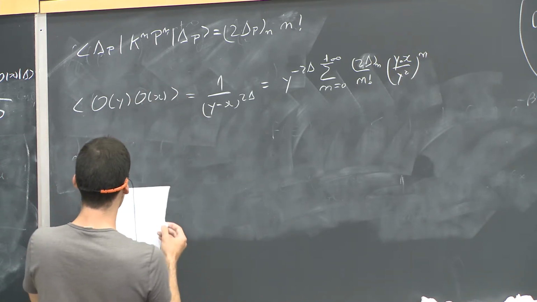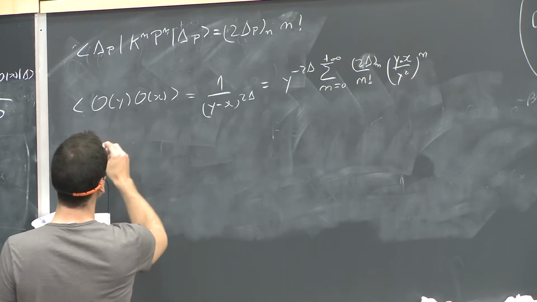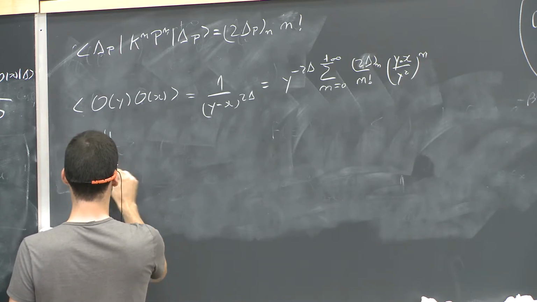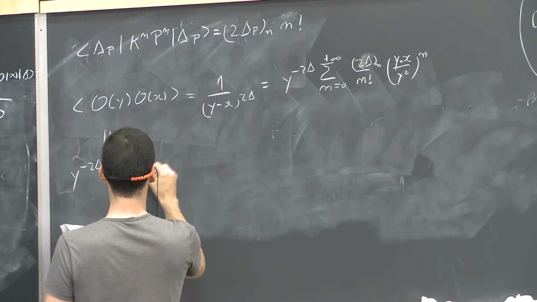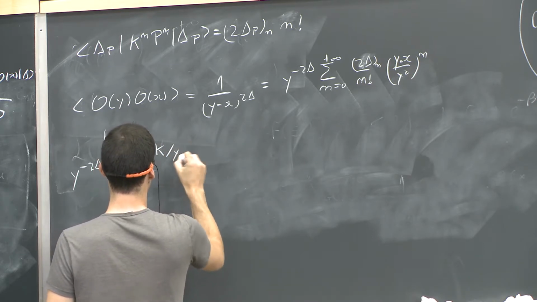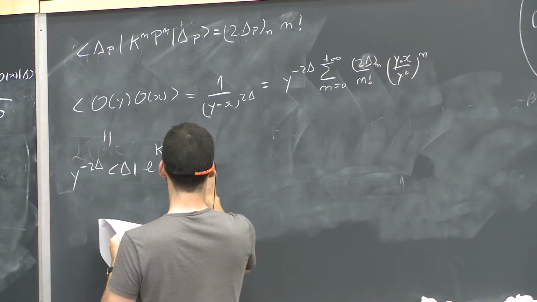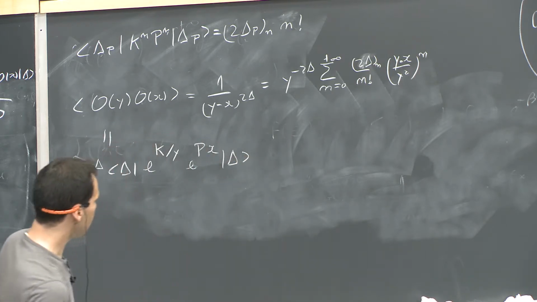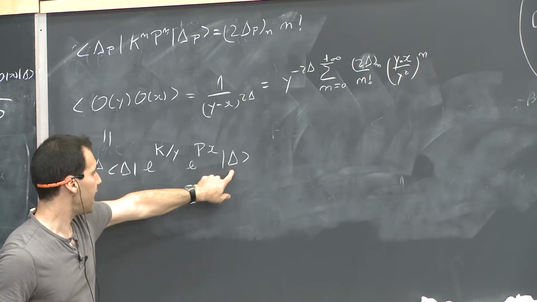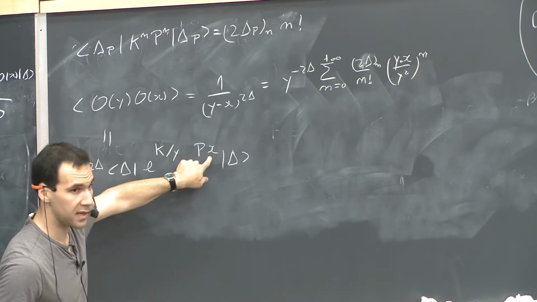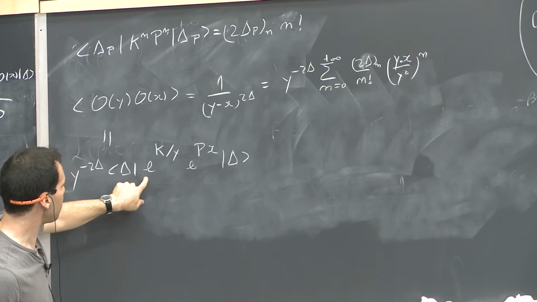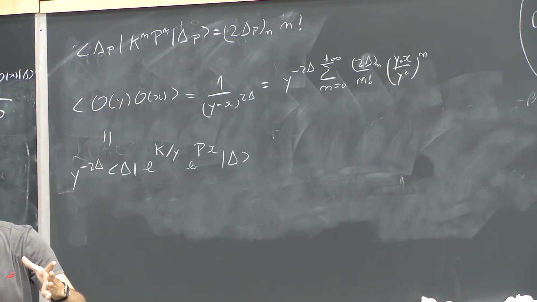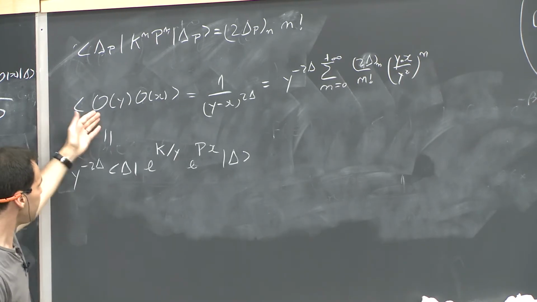But we also know the following. We know that we can compute this in radial quantization as y to the minus 2 delta, delta e to the k divided by y, e to the px delta, right? So this takes the in state and constructs the operator at position x by translation. And this guy does the same thing starting with the out state. It brings it to position y. Okay? So this is the same as this.